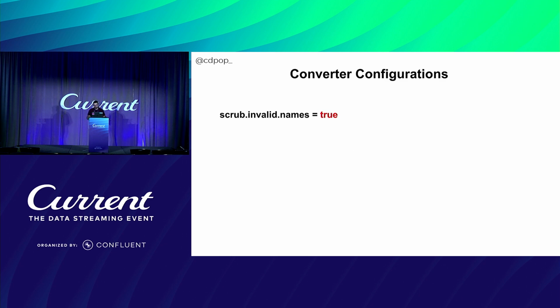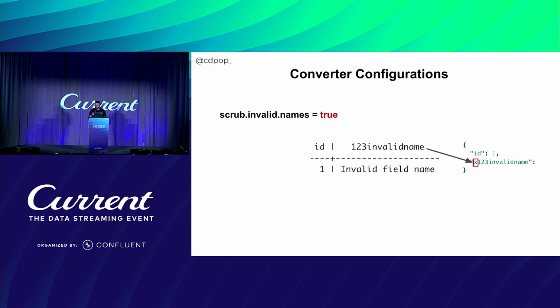So whenever you set this configuration to true, I still keep the same field name. However, whenever I produce the actual data to the topic, what ends up happening is it appends an X at the beginning of the field name. And this particular configuration gets applied for Avro and protobuf converters.